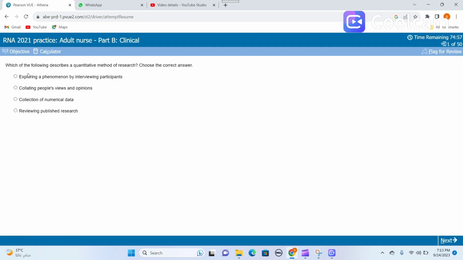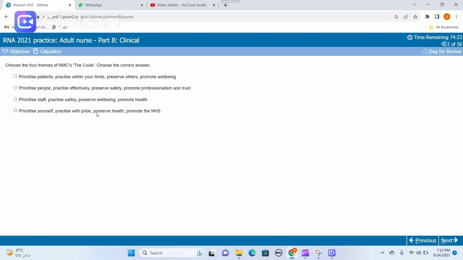The first question is, which of the following describes a quantitative method of research? Remember, quantity means the number. Quality is something expressing their quality, but here it is quantity. The options are exploring a phenomenon by interviewing participants, collating people's views and opinions, collection of numerical data, reviewing published research. So collection of numerical data will be the correct answer.